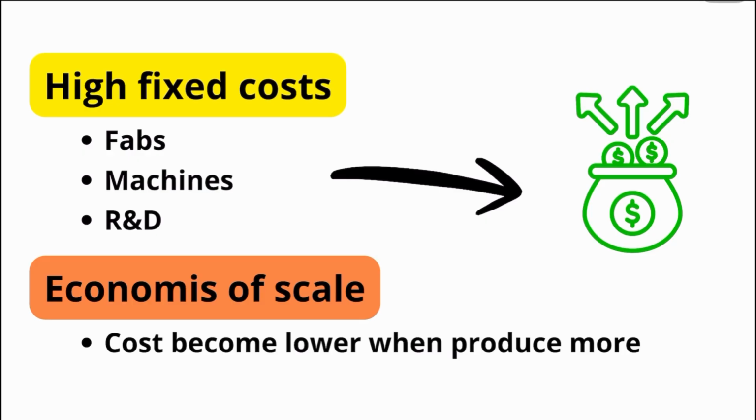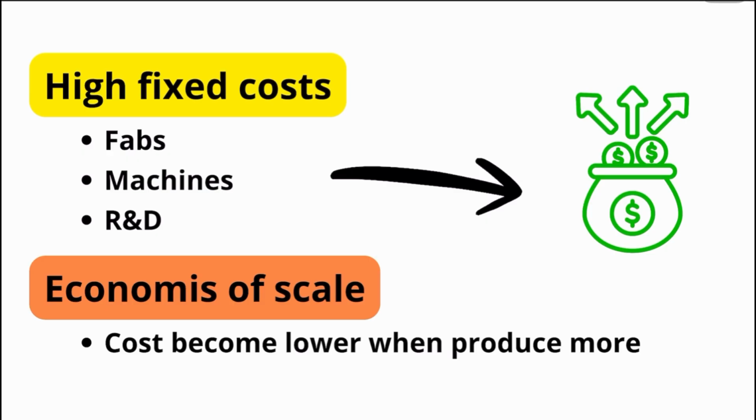As for economies of scale, once TSMC has already built those multi-billion-dollar fabs, the average cost per chip becomes lower as output increases. This is because the huge fixed costs are spread over a very large number of chips, and production becomes more efficient at high volume.